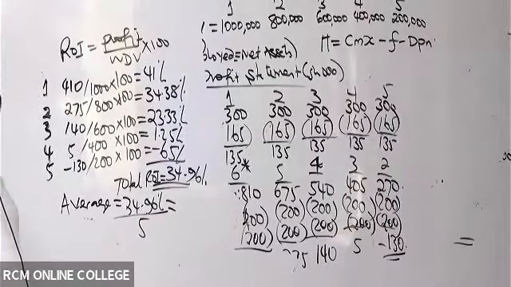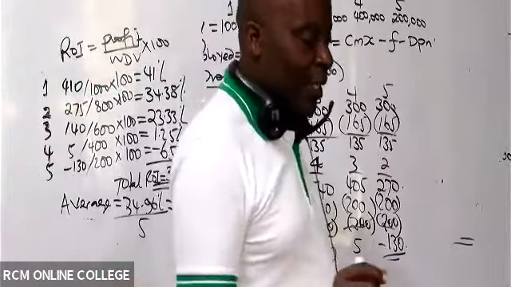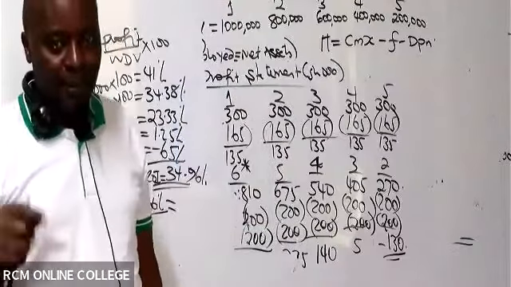So this ROI and residual income suffer from some disadvantages. The first disadvantage is that they encourage what we call short-termism.